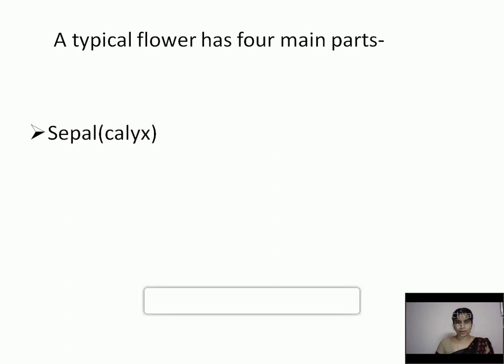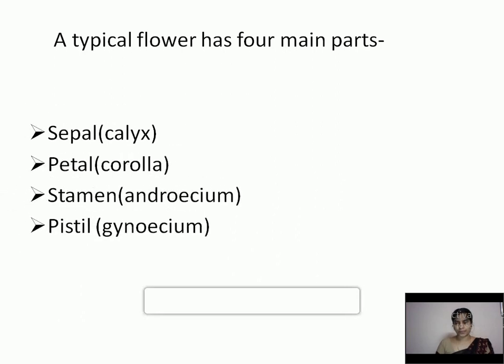The first one is sepals, the second is petals, the third is stamens, and the fourth is pistil. Here it is given: calyx, corolla, androecium and gynoecium. The collective term for sepals is calyx. The collective term for petals is corolla. The collective term for stamens is androecium. And the pistil or carpel, collectively, is known as gynoecium. Clear? So let us see the functions of these four whorls.